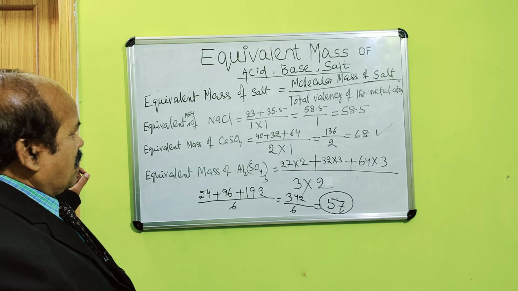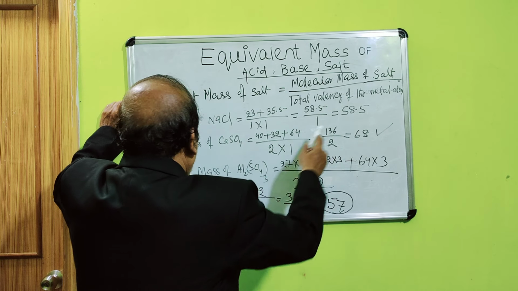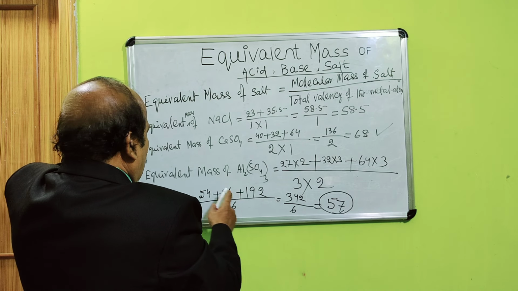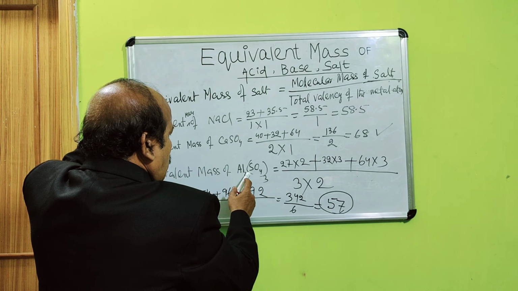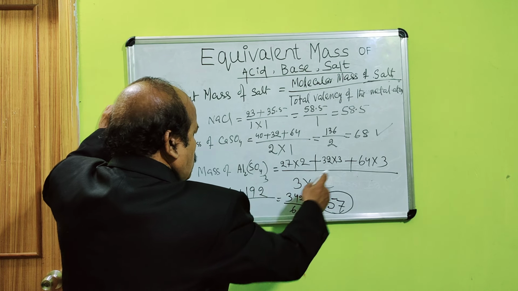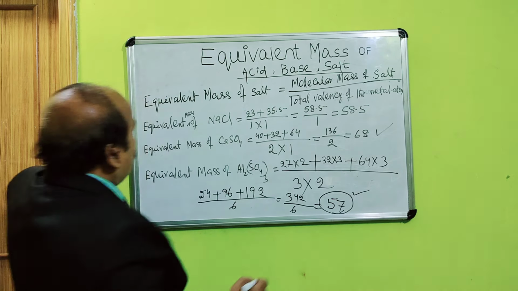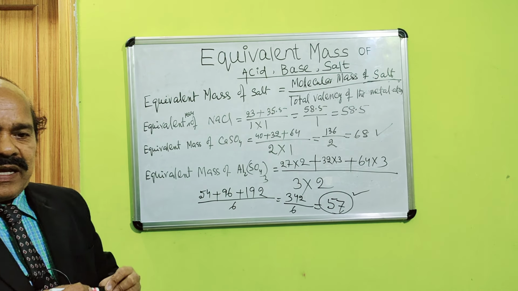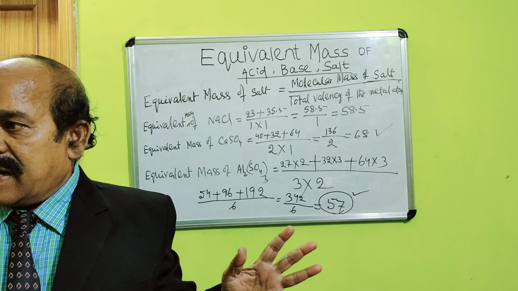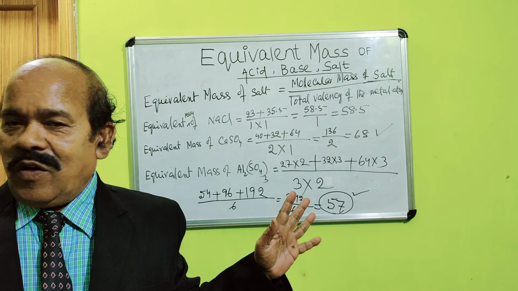Let me recalculate again. For sodium chloride, it is 58.5, equivalent of calcium sulfate 68. For equivalent of aluminum sulfate, the valence of aluminum is 3 and the total number of aluminum is 2. So I have divided by 6. So I have calculated the details. So it's all about the equivalent mass of acid, base and salt. I hope it's clear to you all. There is no difficulty in understanding how to determine the equivalent mass of acid, base, salt. Thank you all.